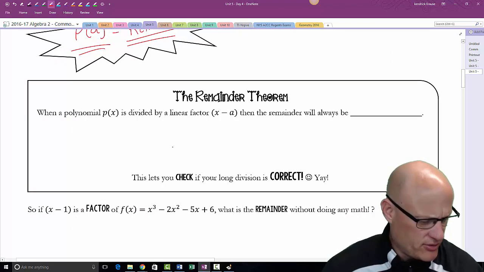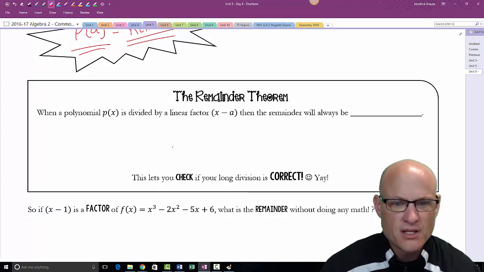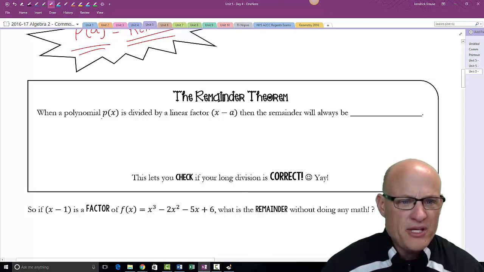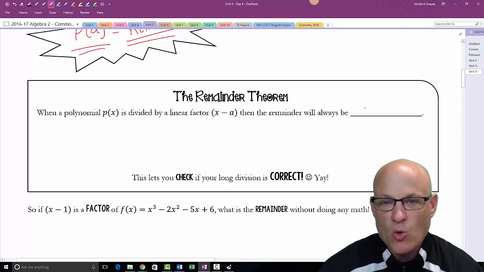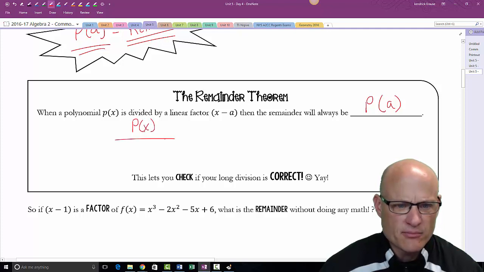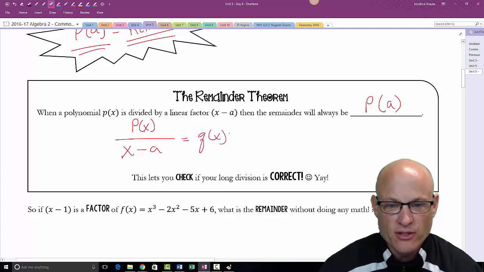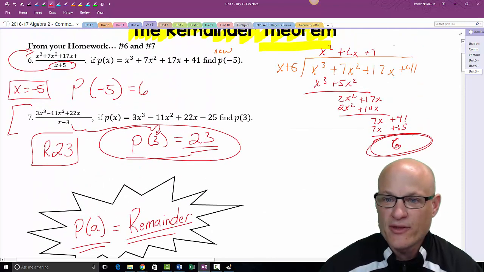I think I'm missing something that should be on your paper. I don't know why it's not there. So I'm going to write it up there. When P of X is divided by X minus A, the remainder will always be P of A. So if I take P of X over X minus A and I just divide, let's say we come up with some polynomial Q of X. Who cares what it is? Like up here, Q of X would be this thing.